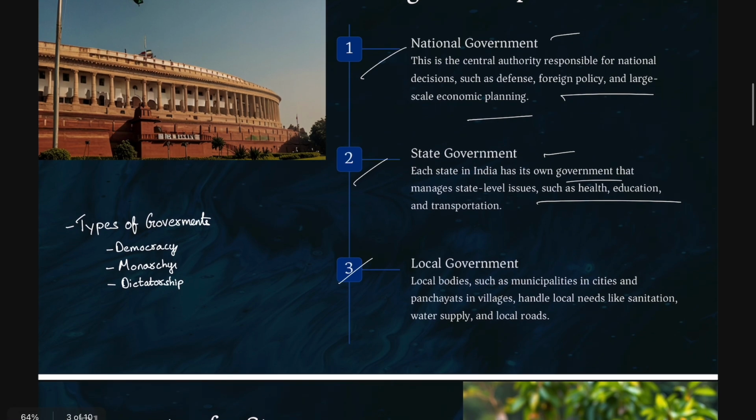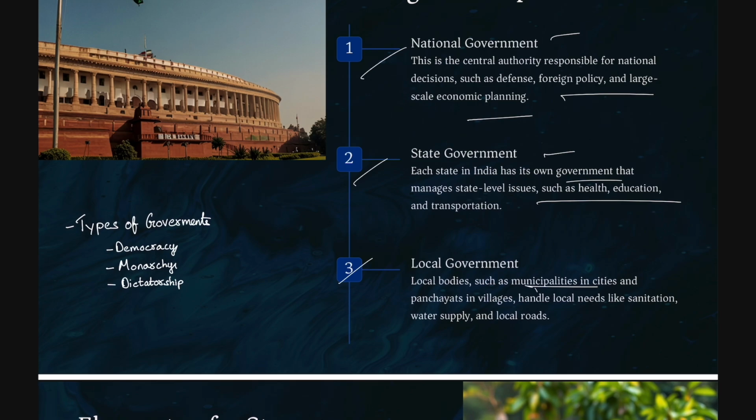Local government. At the grassroots level, the local government plays a crucial role in ensuring citizens have a say in their immediate surroundings. For example, the Swachh Bharat Abhiyan is a national campaign, but its success depends heavily on the local governments, like the municipalities and panchayats, thus ensuring cleanliness and sanitation.